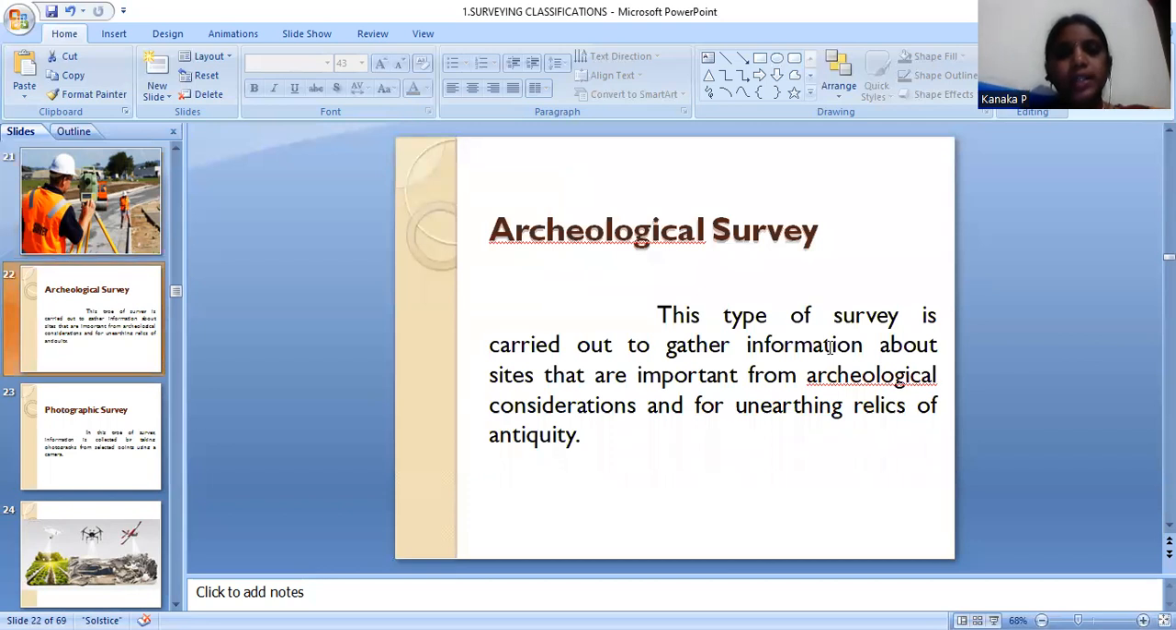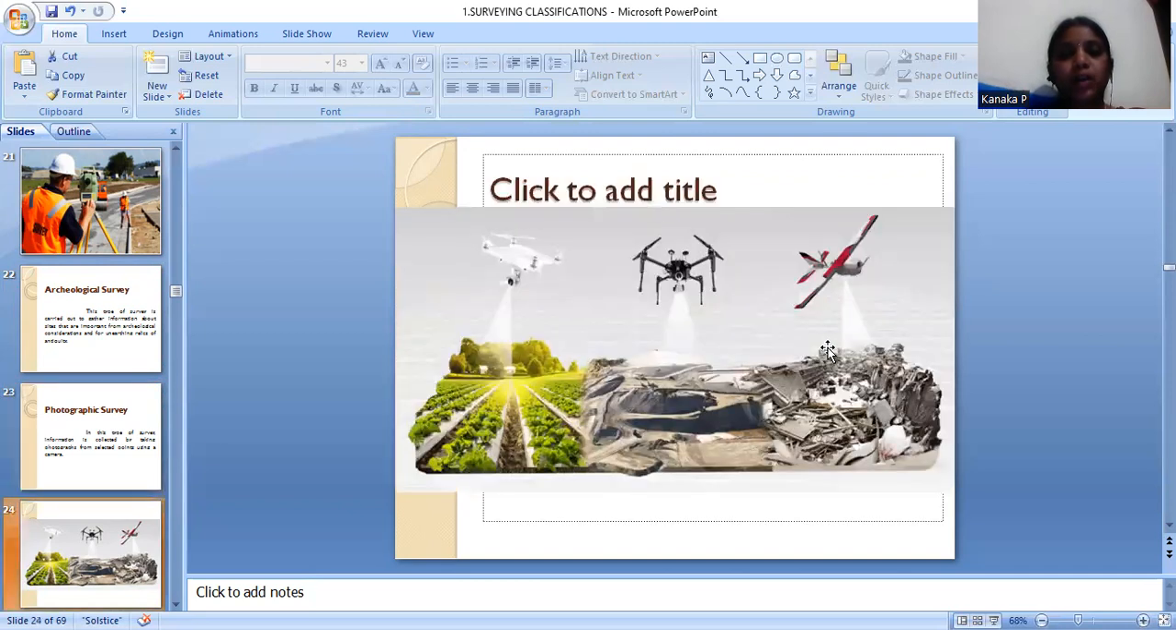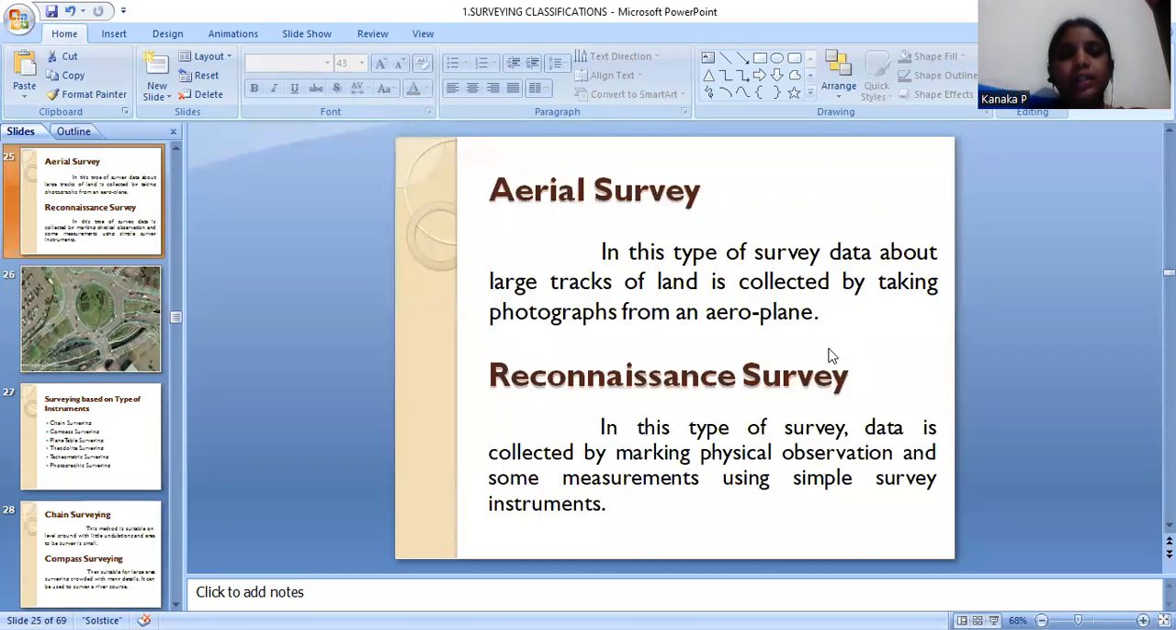And then archaeological survey. This type of survey is carried out to gather information about things that are important from archaeological consideration for unearthing relics of antiquity. And then photographical surveys are collected by taking photographs from selected points using a camera. And then aerial survey.